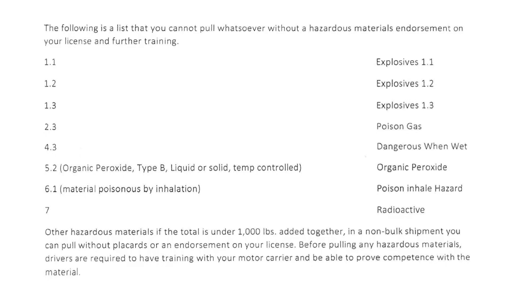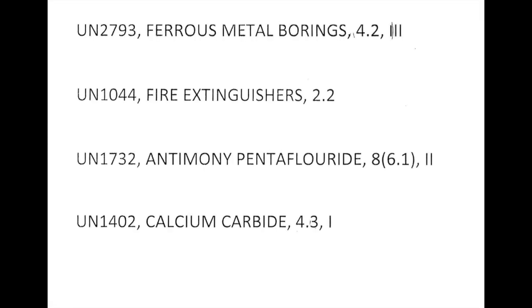Now let's talk a little about packing groups. We're going to look again at our earlier example. UN 2793, ferrous metal borings, 4.2, Roman numeral III. We know the hazmat class is 4.2. The Roman numerals after are what tell us the packing group. In this case, packing group 3.